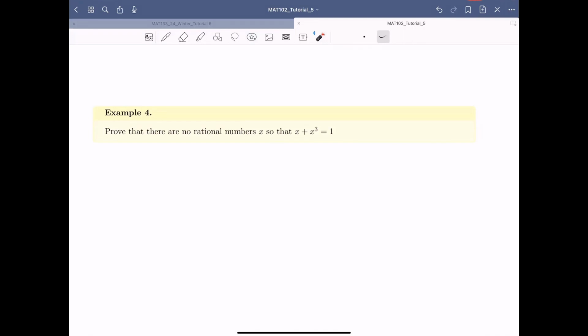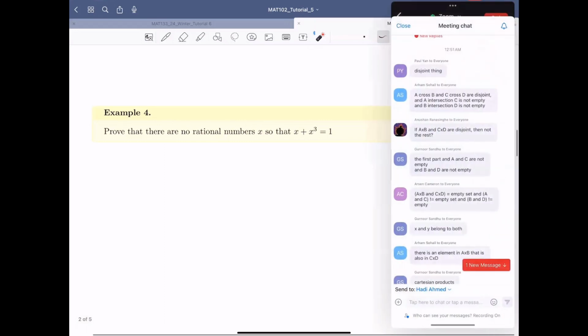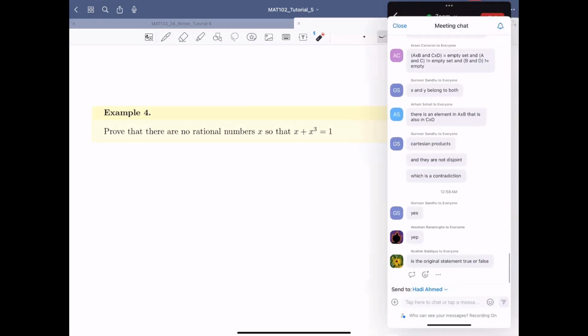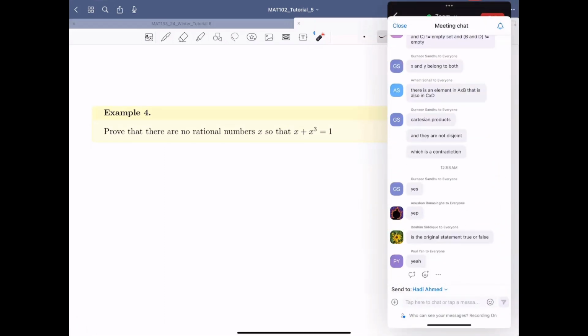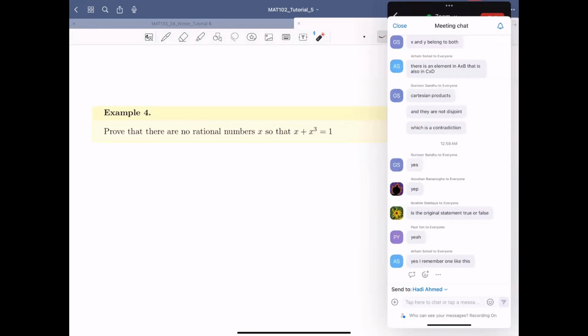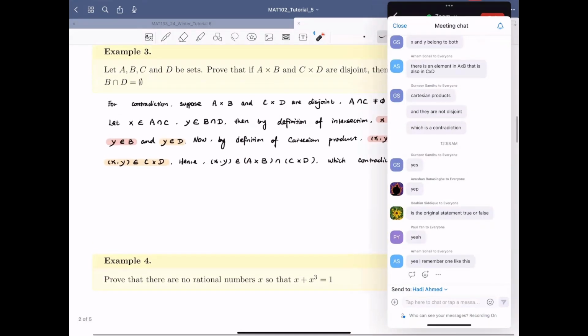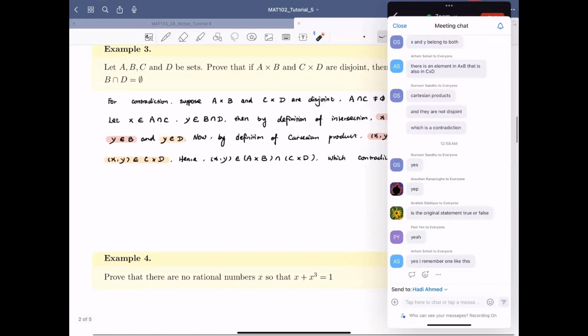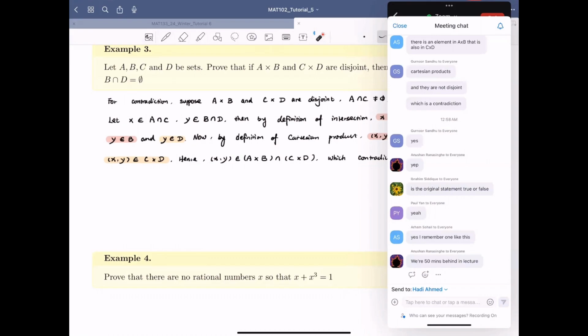So I believe you guys did one like this in lecture. Did you? Is the original statement true or false? The original statement is true. When we ask you to prove something, you already know the original is gonna be a true statement.